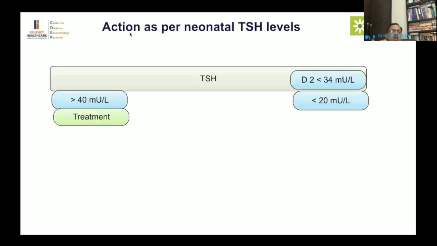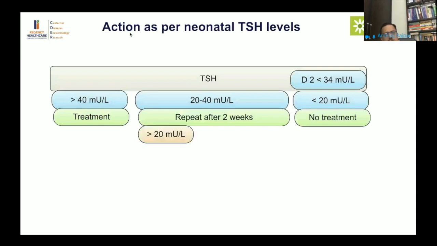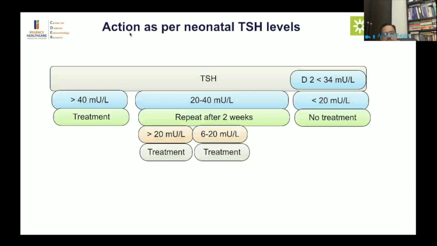Or if somebody is doing it on day 2, 3, or 4, as far as the ISPAE recommendations are concerned, it should be considered the threshold for action. If the levels are between 20 to 40, in this perspective, we should repeat after 2 weeks. If after 2 weeks the levels are more than 20, treatment is required. If it's between 6 to 20, again we have to think of the cause and treat. While if it's less than 6, in that situation, no treatment is required. So age appropriate TSH cutoffs are absolutely essential.